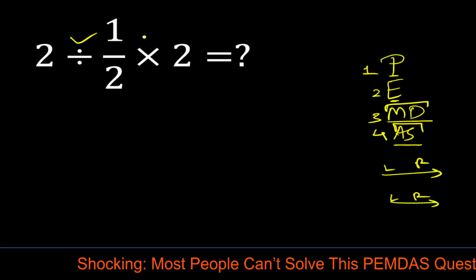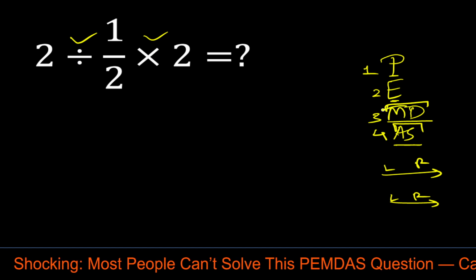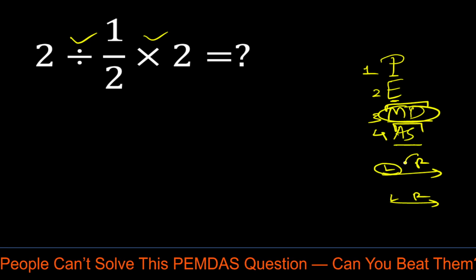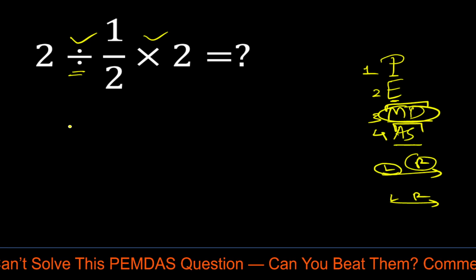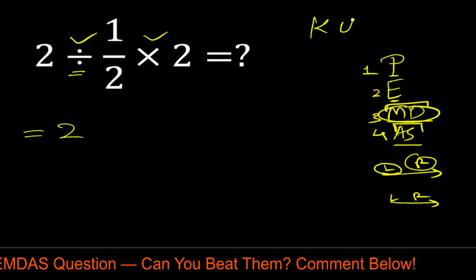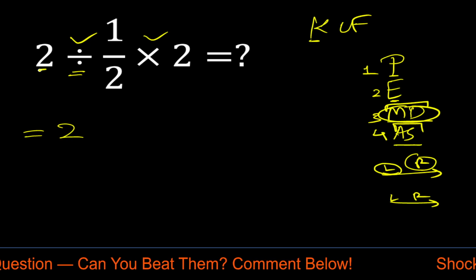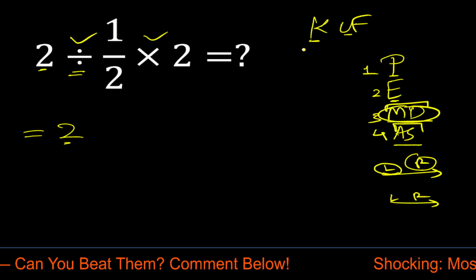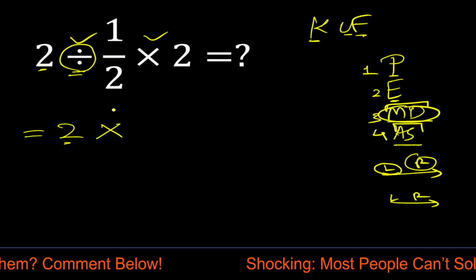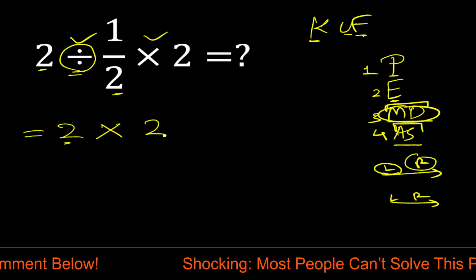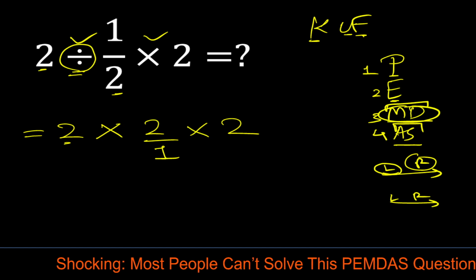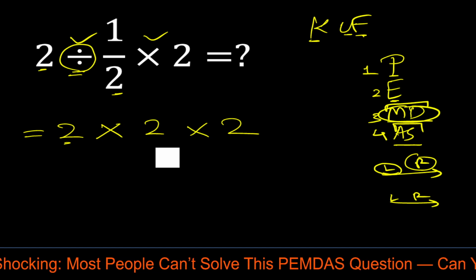So in this question here we have division and here multiplication. So multiplication and division both have equal priority, so we have to solve it from left to right. So first we have to solve this division, right? So 2. Now according to KCF rule, K means keep this first 2 as it is same. Then C means change this sign from division to multiplication. Then F means flip this fraction: 1 upon 2 is equal to 2 upon 1 times 2, right? Now 2 upon 1 is equal to 2, so we can remove this one.